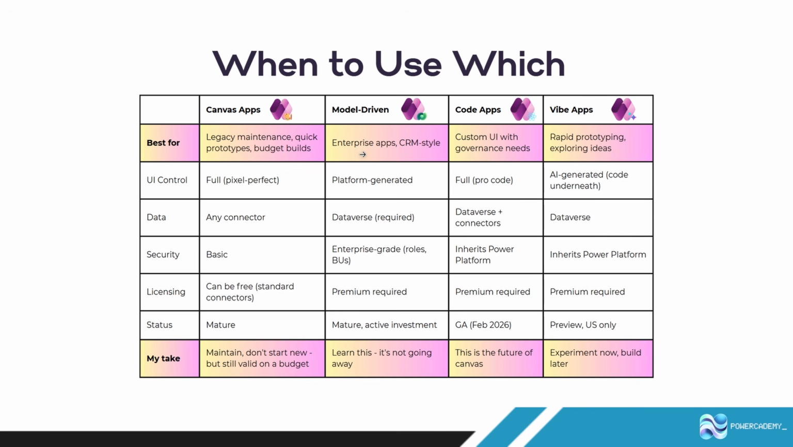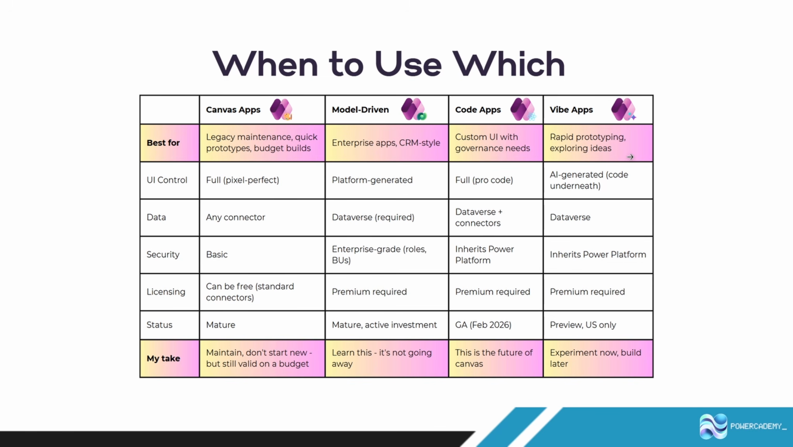And of course when you want Dataverse features involved like security roles and field level security, model-driven is the way to go and it's established. Code apps, if you want custom UI with governance needs. So that's when you want full flexibility and you want to deploy that into your Power Platform ecosystem. And Vibe apps, of course, so that's rapid prototyping and exploring different ideas, maybe mocking up an MVP.